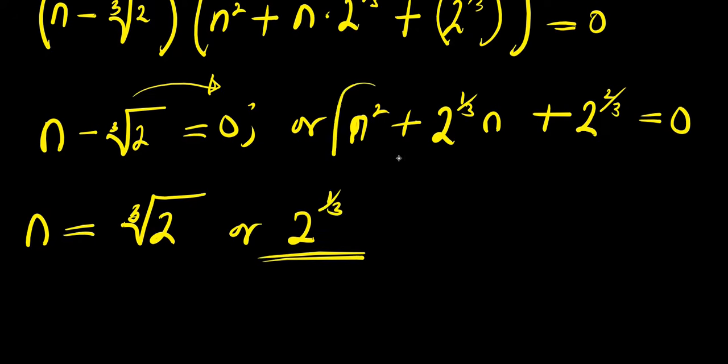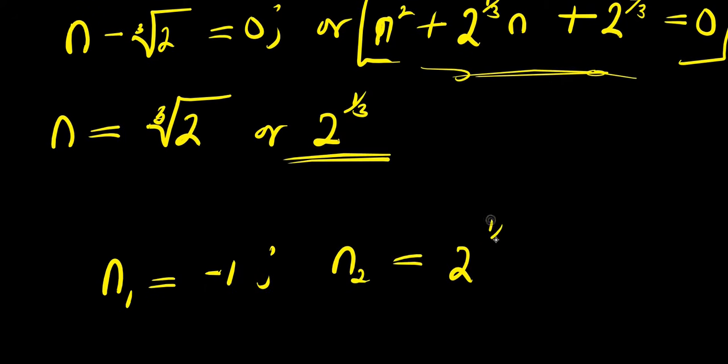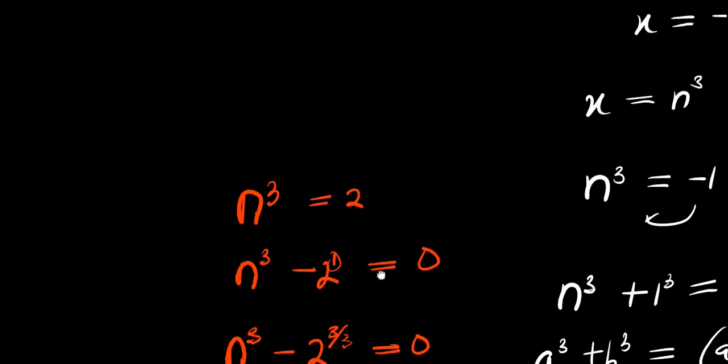Now the quadratic factor will give us some complex values for n, because if you look at the coefficient of n, you are going to be sure that you are going to have some complex values, which we are not going to need in this particular Olympiad problem. So we have two real values for n, which are n1 equals -1, and n2 equals 2 power 1 over 3. These are the two real values that we have. The rest are complex values.